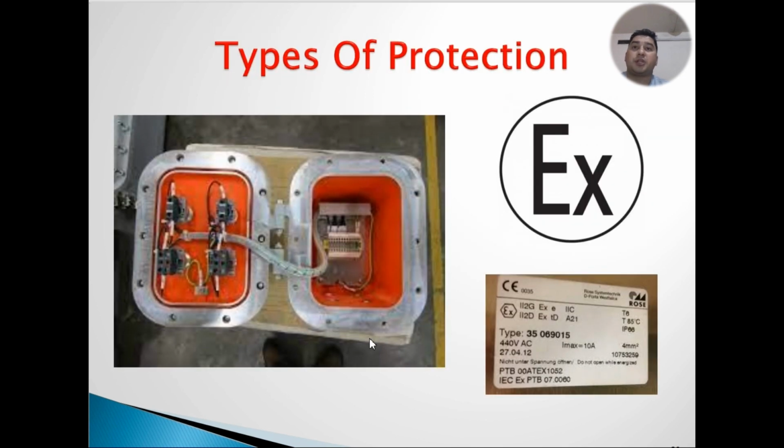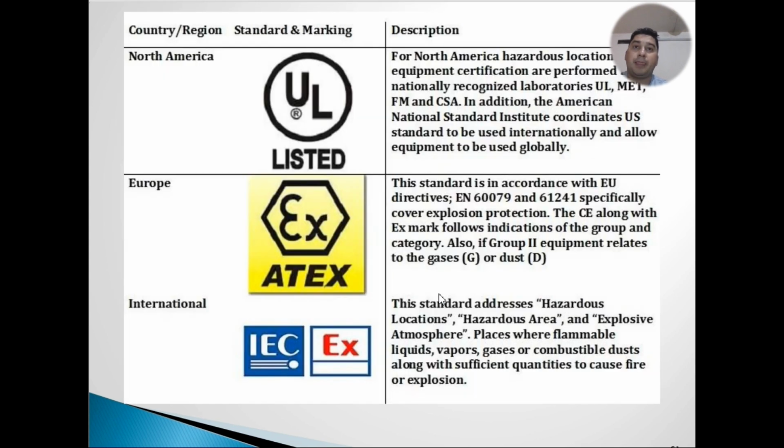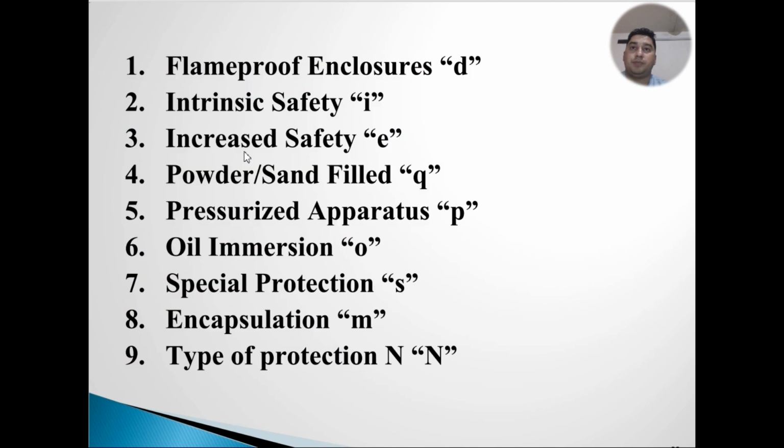So, types of protection. These are the types of protection that we have to use for our electrical equipment. It should follow European Union safety codes, or other standards for safety that you have to check. Then the country region standard of marking. North America, it is UL listed. Europe, this is the one. International, IEC Ex. These are the standards and markings we have to use.